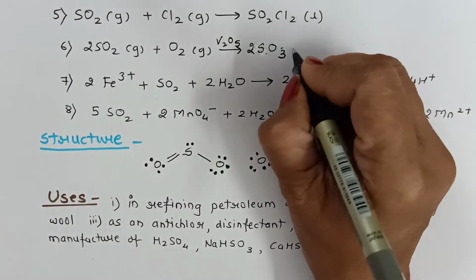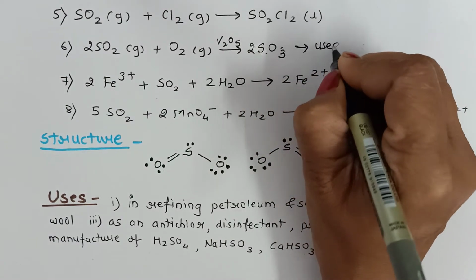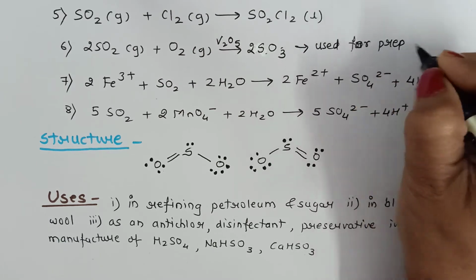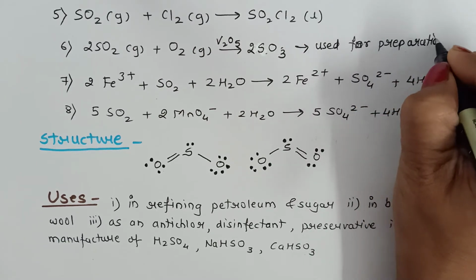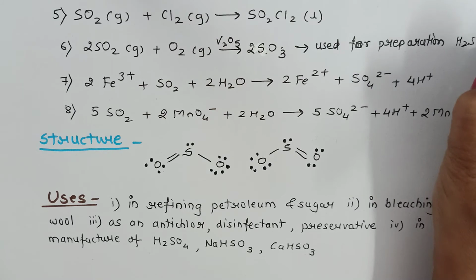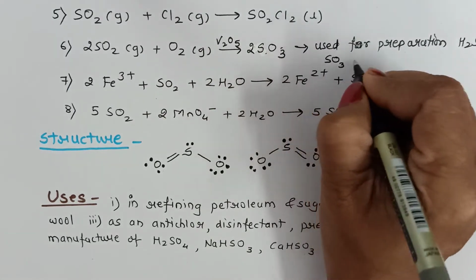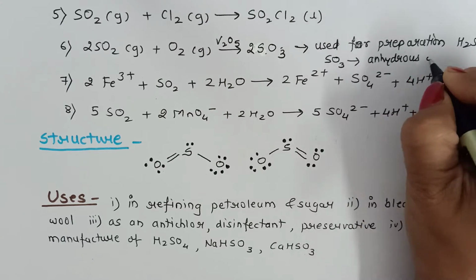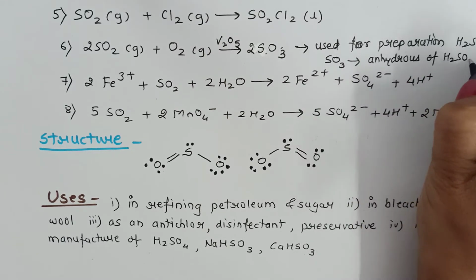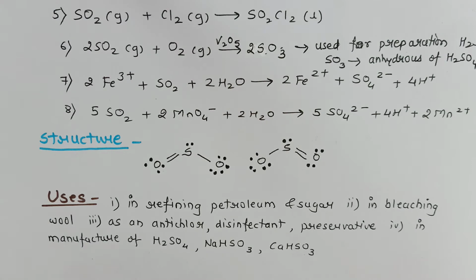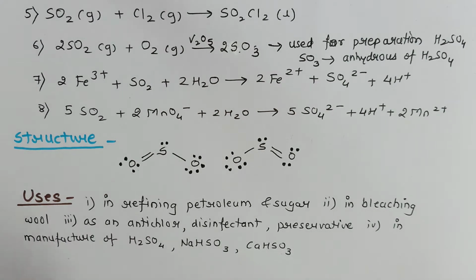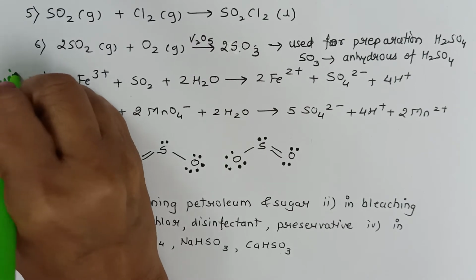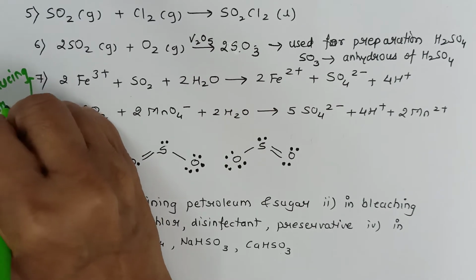Now this SO3 is used for preparation of H2SO4, and therefore SO3 is called the anhydride of H2SO4. SO2 was the anhydride of H2SO3. Further, two reactions prove the reducing nature of sulfur dioxide.